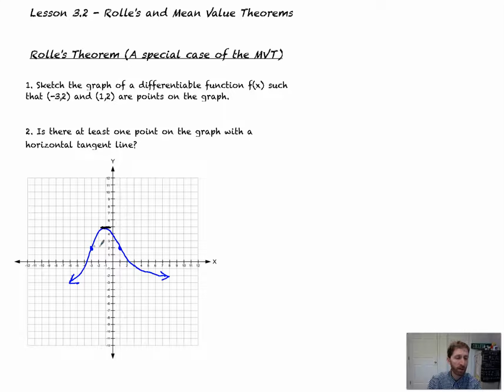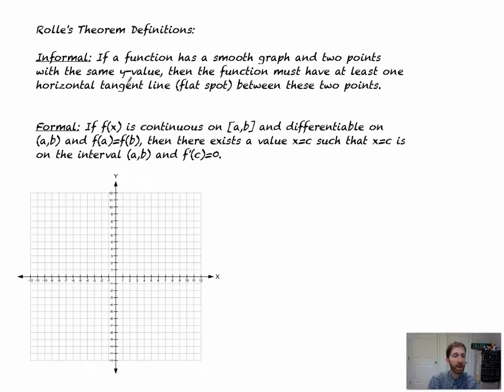It says that if you've got two endpoints, and the curve between those two endpoints is differentiable, and we're continuous through that entire span as well, you're going to have at least one point where the derivative is 0, where you have a horizontal tangent line. And so I formalized that a little bit here on the next page.